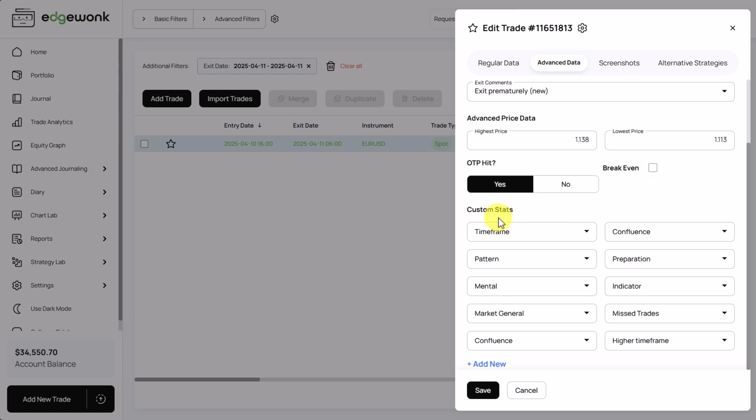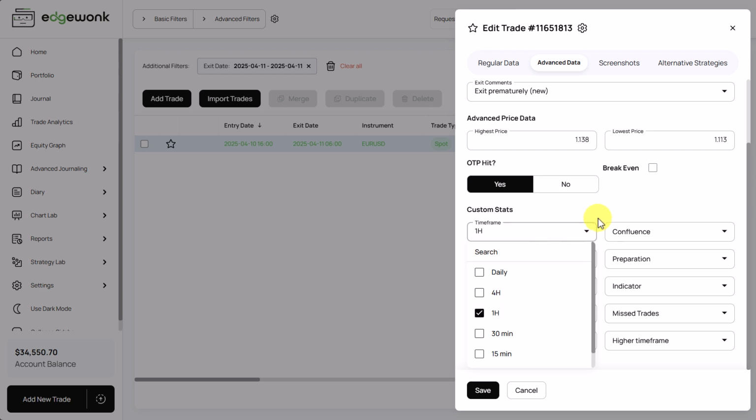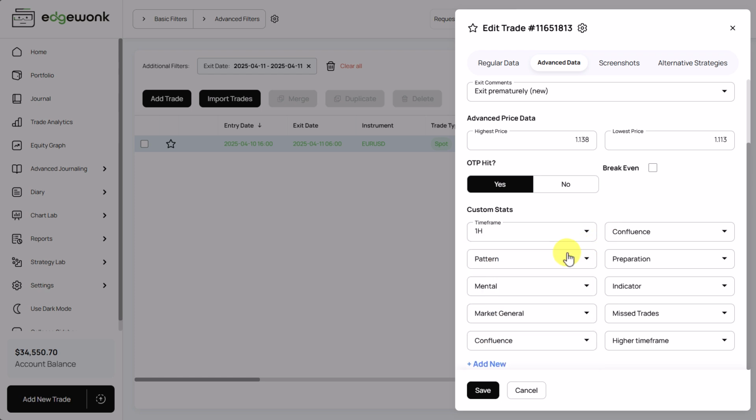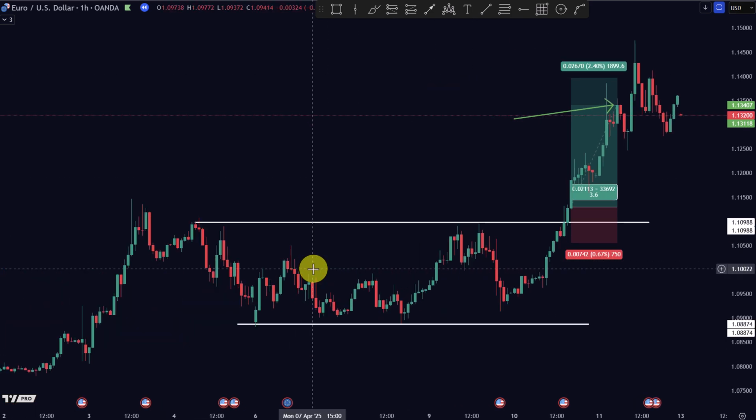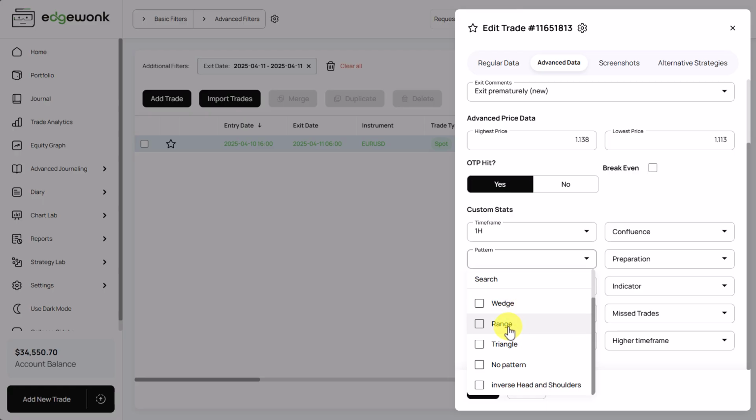And now come the custom stats. That's really where you can customize Edgewonk and completely set it up based on your own needs and your trading approach. So this was a trade taken on the 1 hour time frame. We can tag that here. We can also tag patterns, for example. What we see here was a range breakout from a horizontal range. So here we have a range tag.